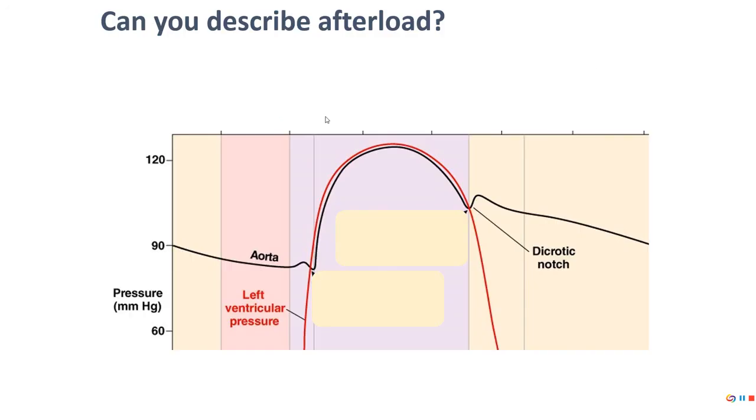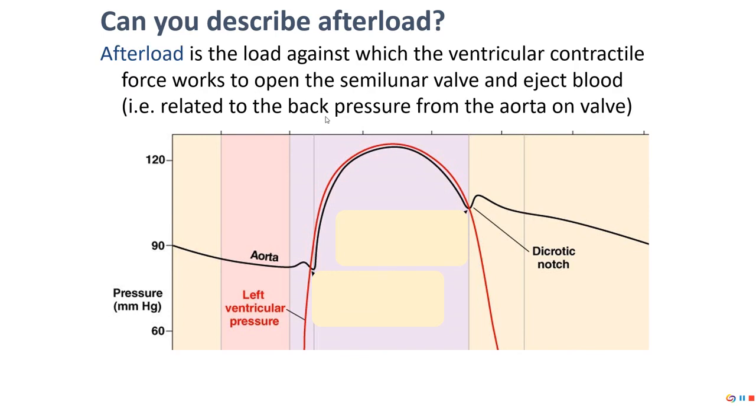So what is afterload? Okay, so kind of a technical definition is afterload is the load against which the ventricular contractile force works to open the semilunar valve and eject blood. In other words, to put it simpler, afterload is just the pressure the ventricle has to overcome to eject blood. In other words, it's aortic pressure. The valves don't open in the ventricles until we exceed aortic pressure. When ventricular pressure exceeds aortic pressure, we have ejection.